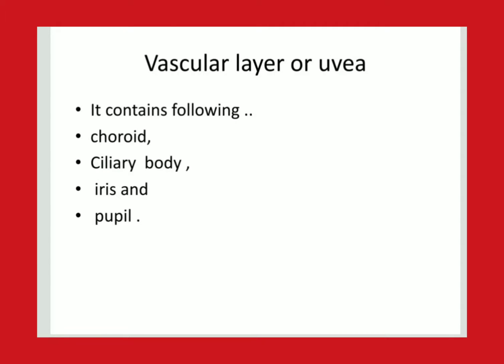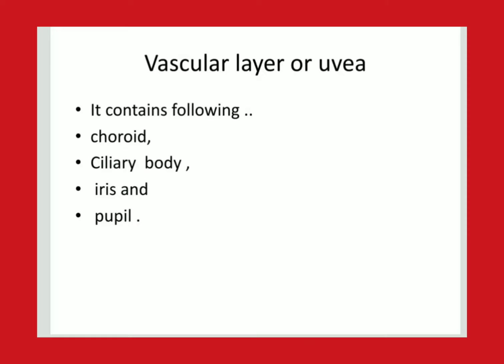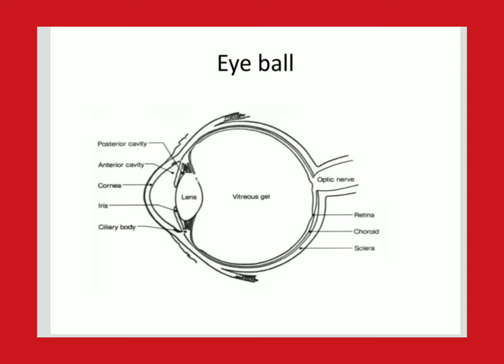So next, the vascular layer or uvea. It contains the choroid. At the backside the choroid is present, and the middle layer is the ciliary body, iris and pupil. So this is a vascular one. The choroid forms at the backside, and at the front the iris and ciliary body, all these are the blood vessels which will form in that way.